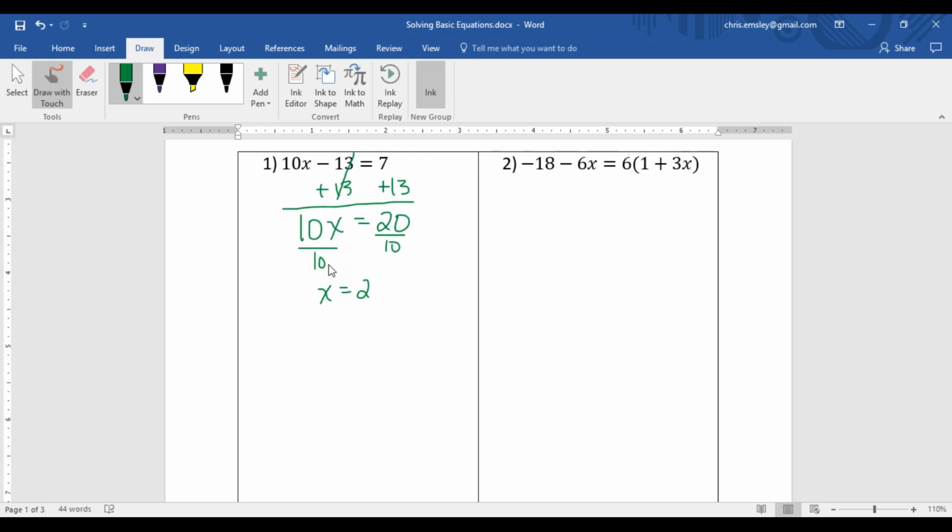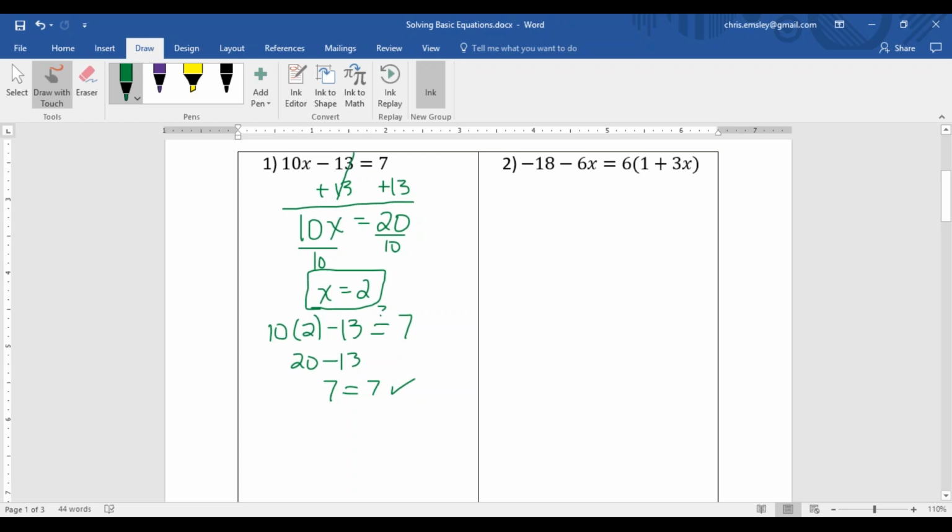That one was pretty straightforward, but we should check our answer just to be safe. So we want to know, does 10 times 2 minus 13 really equal 7? Well, 10 times 2 is 20, and 20 minus 13 is 7. So this is a true statement. That means our answer does check out, and there's our solution.